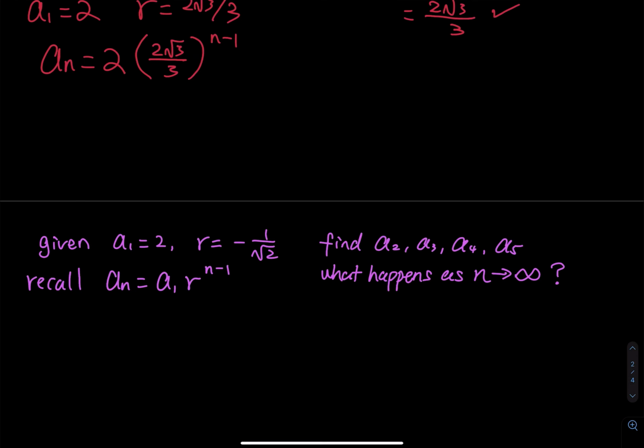So we got the first term, we got the r, we can write the nth term. So this is 2, and then the common ratio. I would not rationalize this right now, because we can do that as we plug in more numbers.